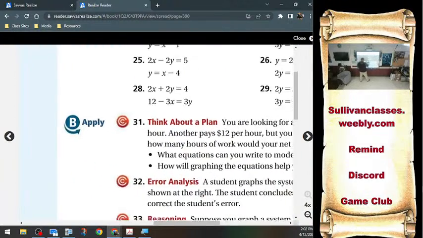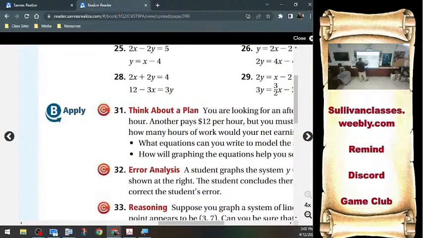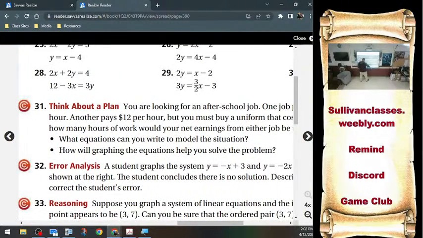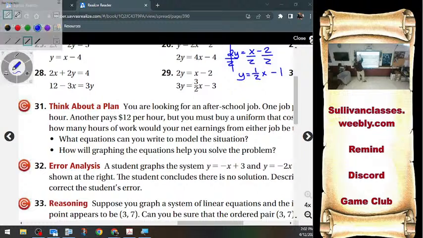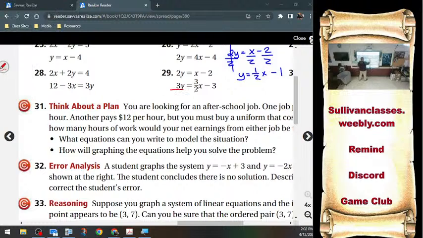If you don't like this, because that doesn't look like anything you normally graph, then let's change them. Oh, 29, there we go. So if I have 2y is x minus 2, I'll divide everything by 2. And get y is, what invisible number is in front of that x? So I call it 1/2 x. And 2 over 2 is 1. I'll get this one by itself as well. Divide everything by 3.